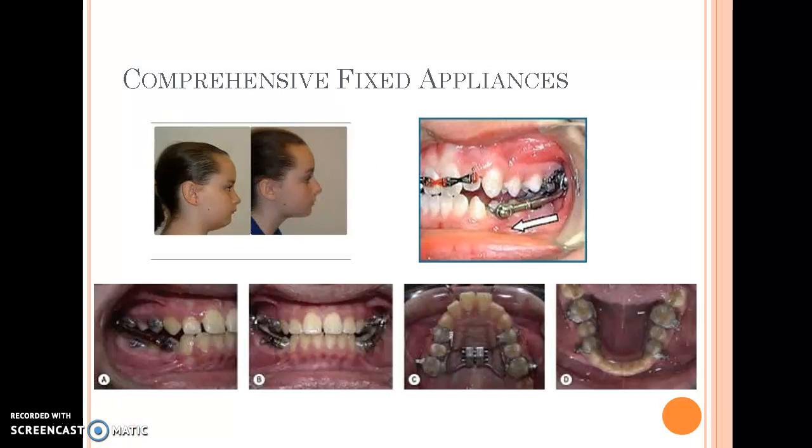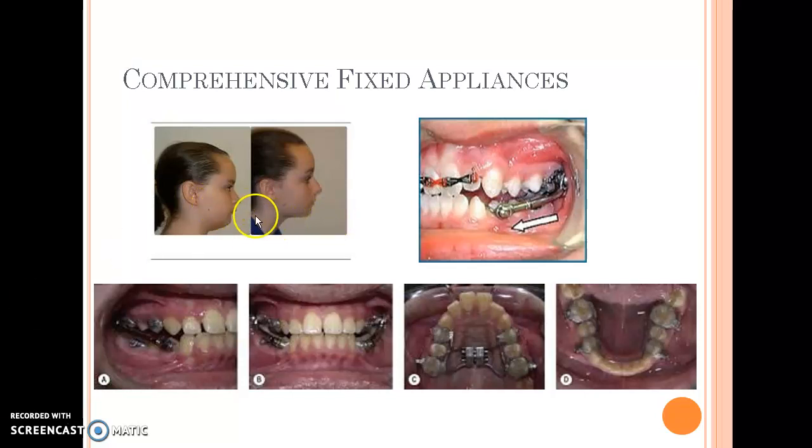Another type of comprehensive appliance, this one is known as a Herbst appliance. I've never had a Herbst appliance. None of my kids have had Herbst appliances, but there were plenty of times when I was working as a dental assistant and had to do a coronal polish around a Herbst appliance.